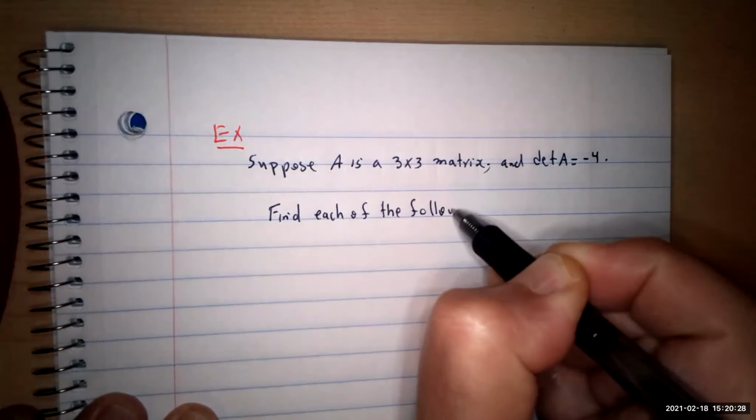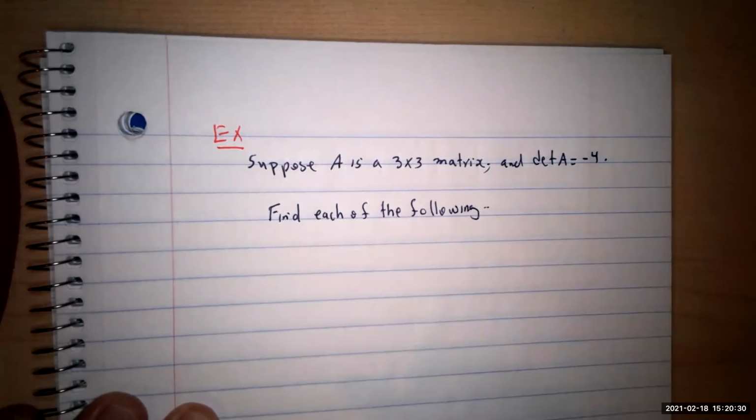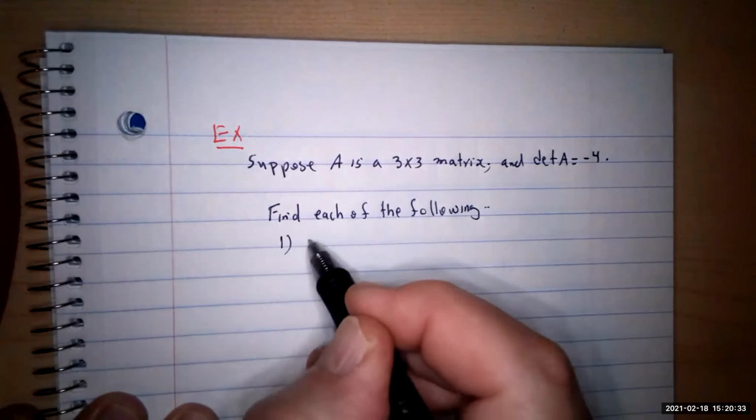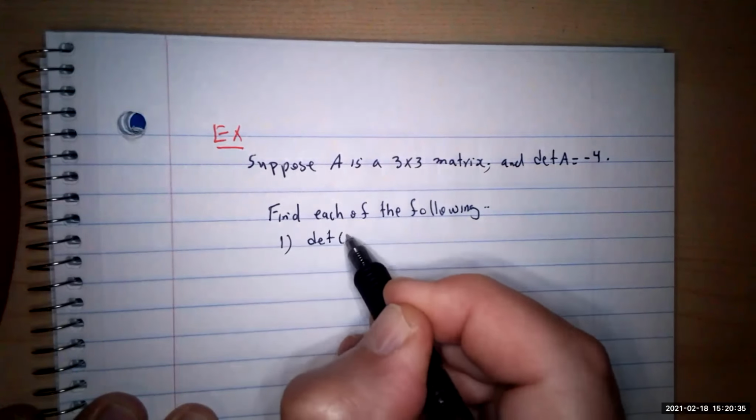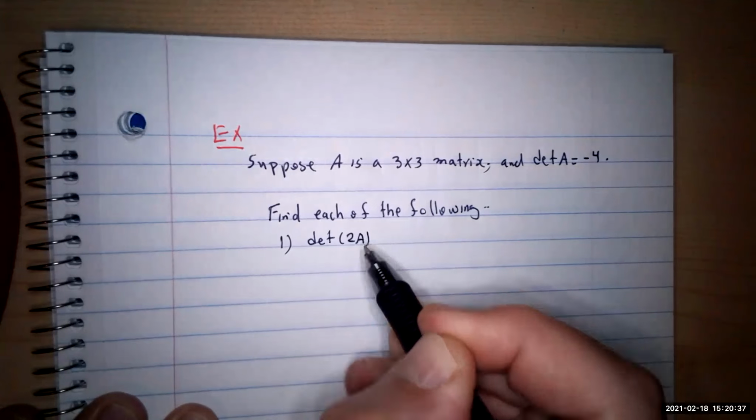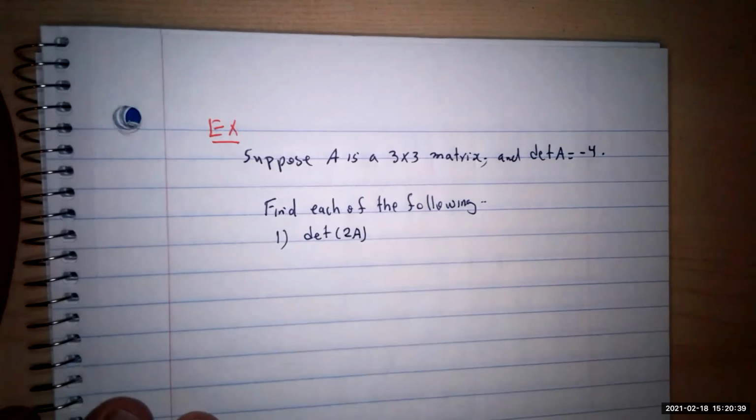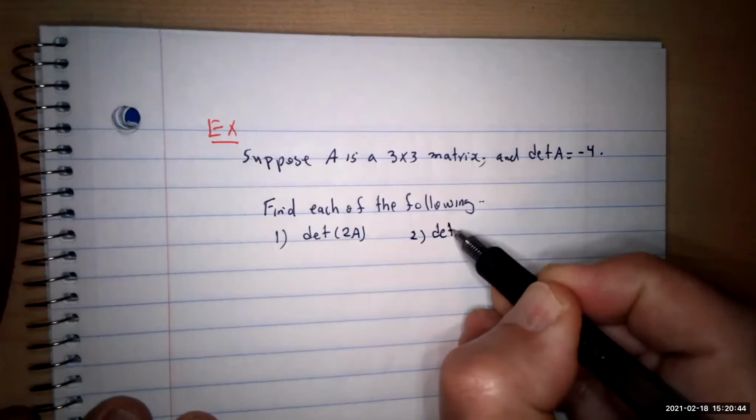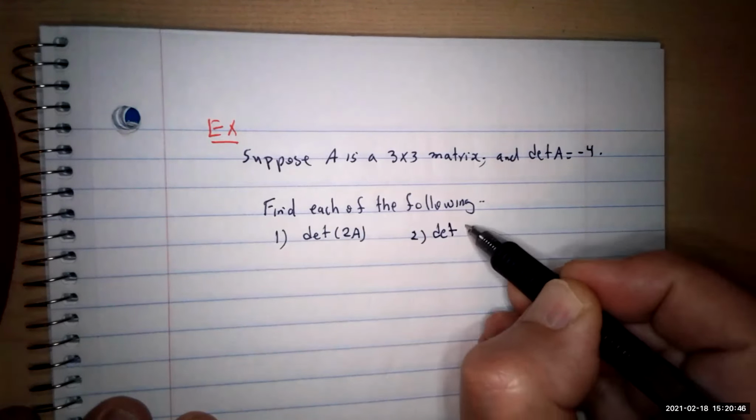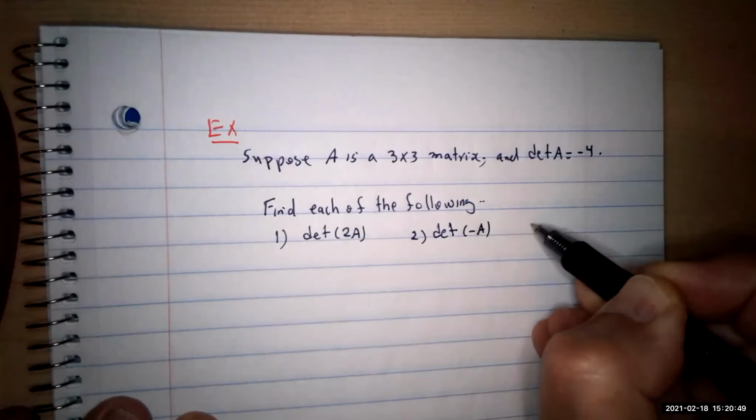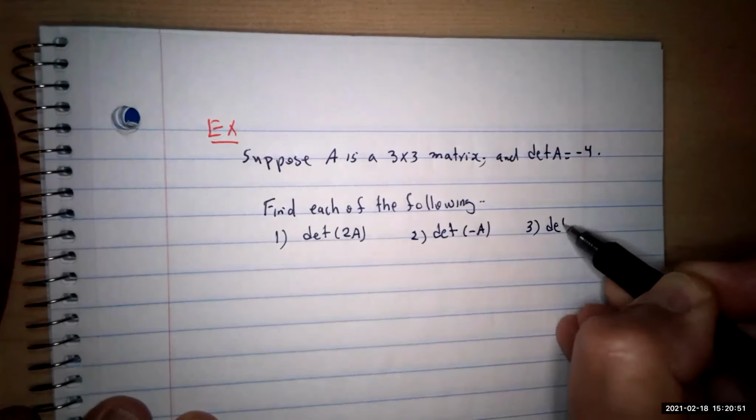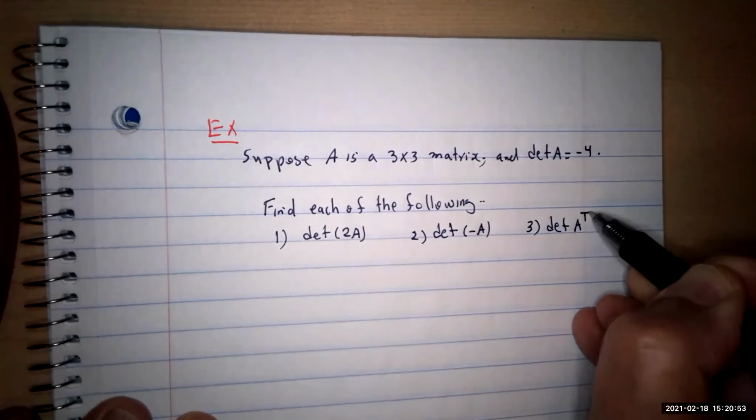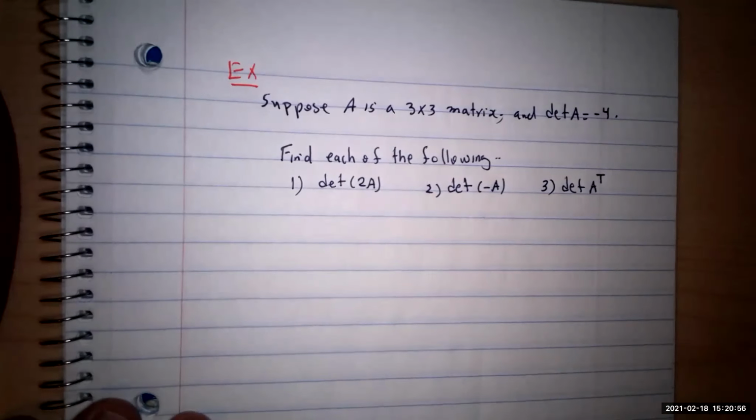The first part asks what is the determinant of 2A, where you multiply all the entries by 2. The second part asks what is the determinant of negative A, and the third part asks what is the determinant of A transpose. So you have to use the properties that we talked about. Are you ready?